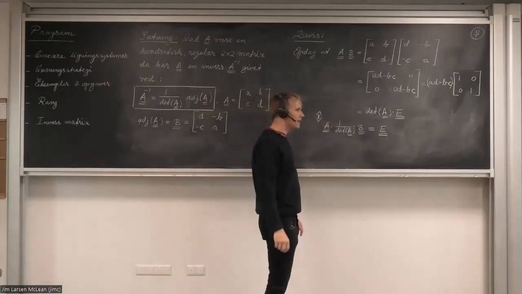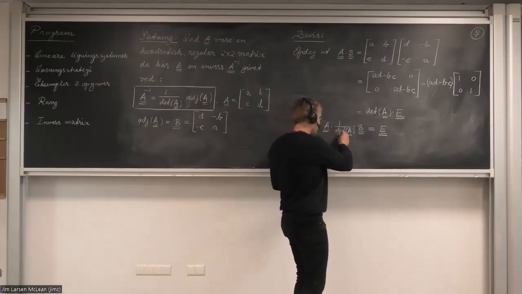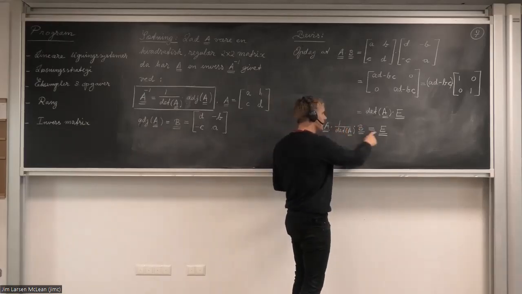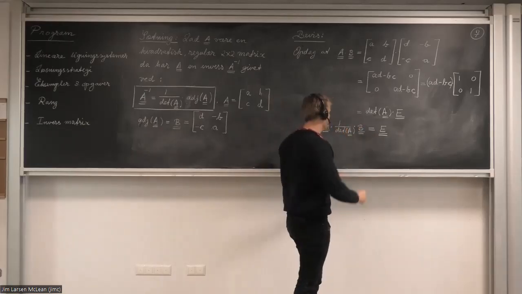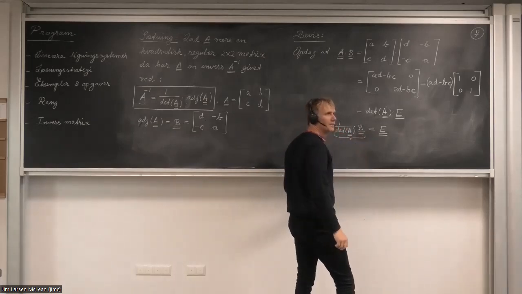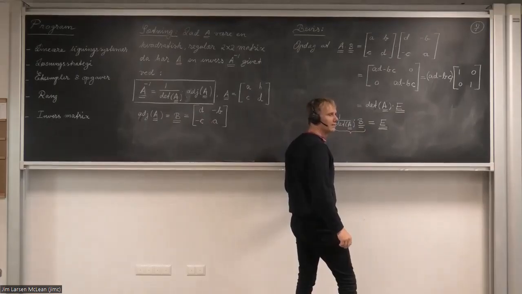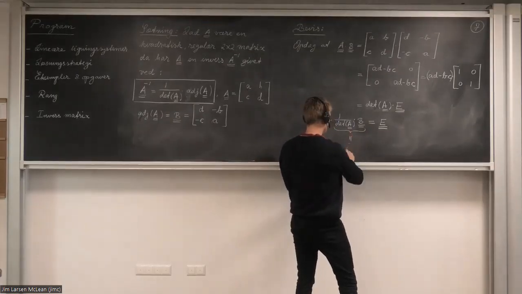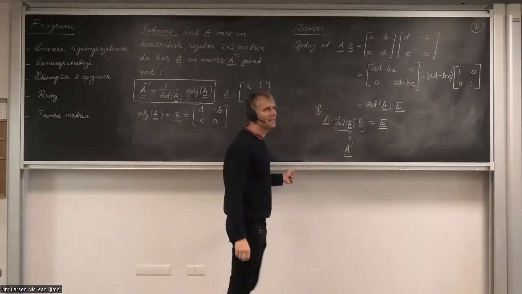Wait, so what does it say here? It says that here you have matrix A, and here you have a matrix that, if you multiply A with it, you get the identity matrix. So what does that make this? That makes it the inverse matrix. So this must be equal to A inverse. I have now proven what I wanted.